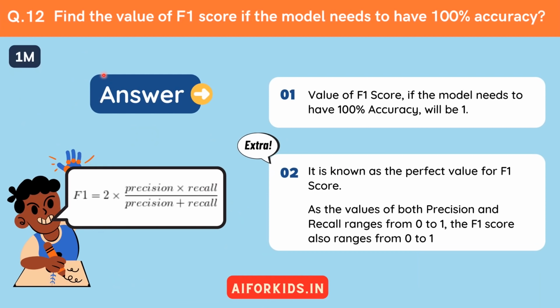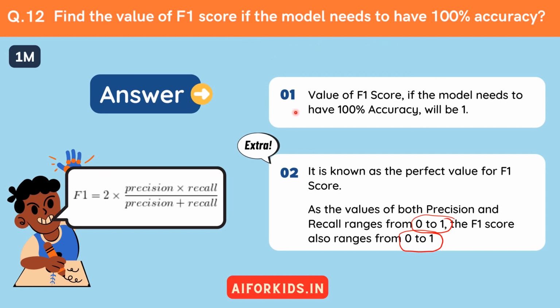Okay. Now question number 12 says, find the value of F1 score if the model needs to have 100% accuracy. If the model needs to have 100% accuracy, what will be the F1 score? As we know, the F1 score ranges from 0 to 1, as the recall ranges from 0 to 1. So the highest value will be 1, and if the model has 100% accuracy, the F1 score will be 1. This was very simple. So let's see how to theorize the answer.